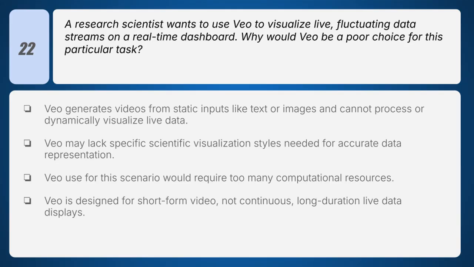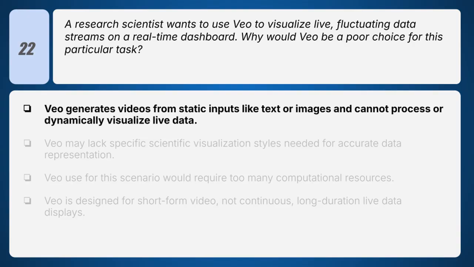A research scientist wants to use Veo to visualize live, fluctuating data streams on a real-time dashboard. Why would Veo be a poor choice for this particular task? A. Veo generates videos from static inputs like text or images and cannot process or dynamically visualize live data. B. Veo may lack specific scientific visualization styles needed for accurate data representation. C. Veo use for this scenario would require too many computational resources. D. Veo is designed for short-form video, not continuous, long-duration live data displays.